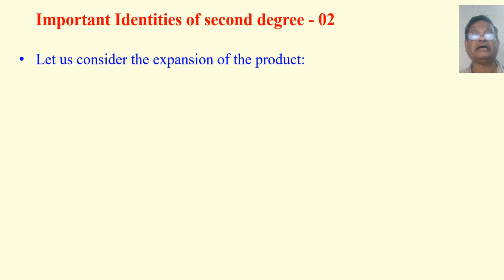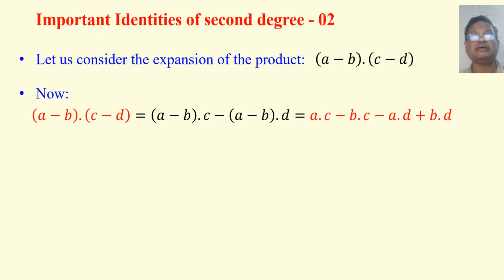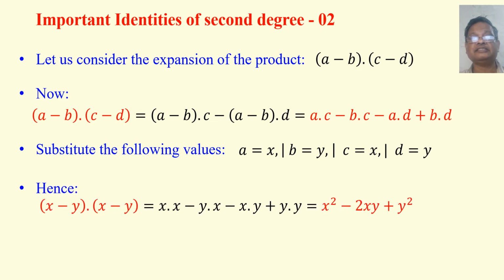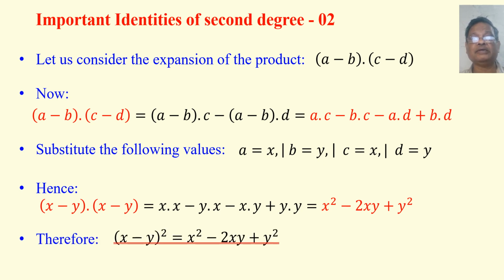Let us consider the expansion of the product (a minus b) into (c minus d). Now, as is shown, (a minus b) into (c minus d) is equal to a into c minus b into c minus a into d plus b into d. Substitute the following values: a equals x, b equals y, c equals x, and d equals y. Hence, (x minus y) into (x minus y) is equal to x squared minus 2xy plus y squared. Therefore, (x minus y) whole thing squared is equal to x squared minus 2xy plus y squared.